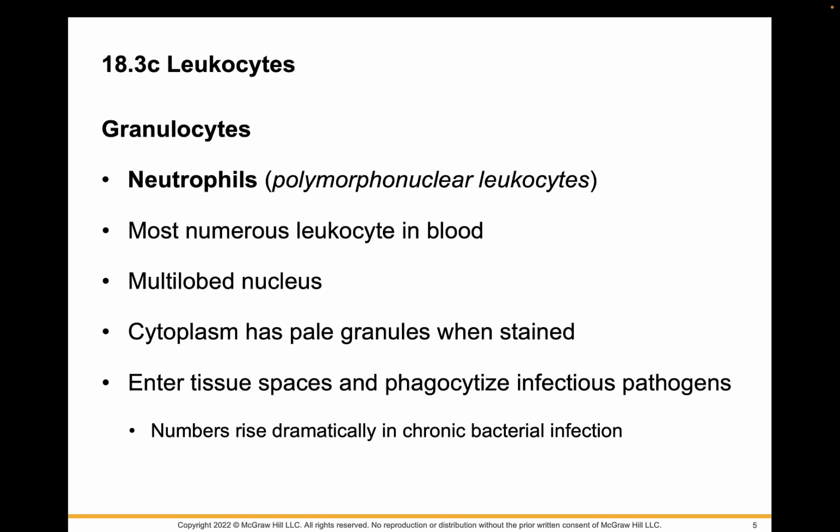Now, what they're going to do is enter tissue spaces, and their process of protection will be phagocytosis, and that's what they're going to do to infectious pathogens. Neutrophils will rise dramatically in chronic bacterial infections.